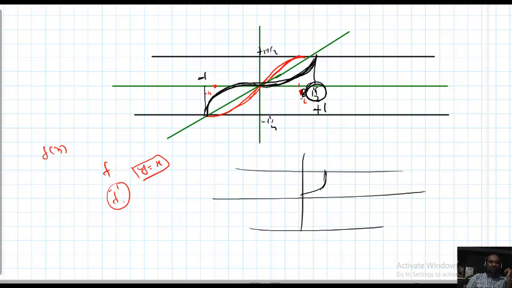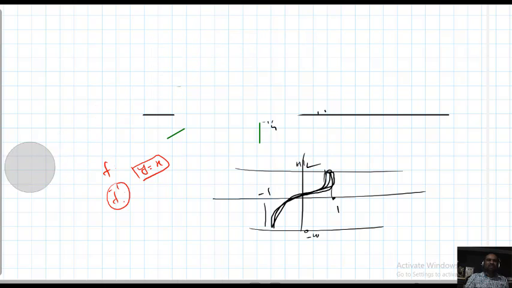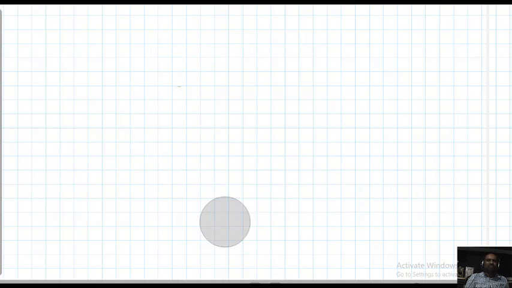Your sketch will be like this. You should remember this. So this is pi by 2, this is minus pi by 2, this is 1, this is minus 1. This is the graph of sine inverse of x. So the red color one is the sin x graph, and this black color one is the sine inverse of x graph. The graphs concept is very important. These are basic graphs. You should remember the basic sine graph and the sine inverse of x graph.